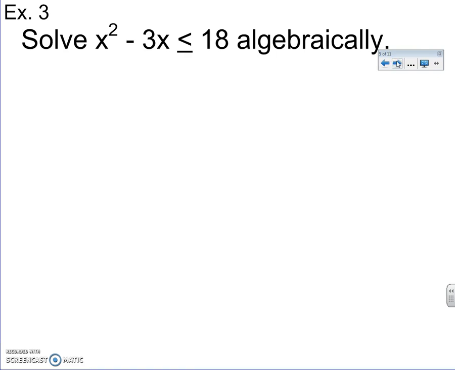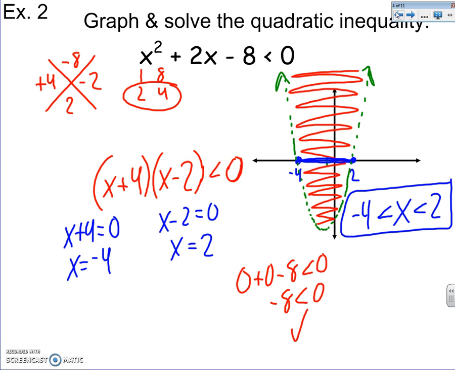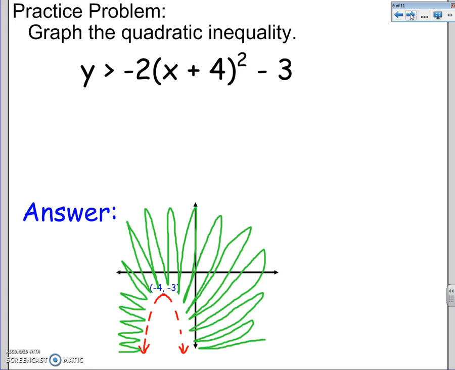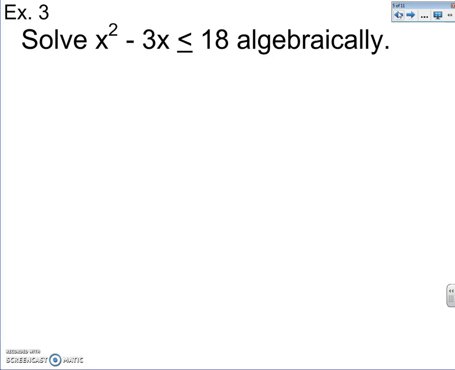Alright, this last one. Solve this algebraically. We could do the same thing as before and graph it and figure out where on the x-axis it is, but this time I'll do it algebraically. So we always need to get 0 on one side. So I'm going to subtract 18 from both sides.